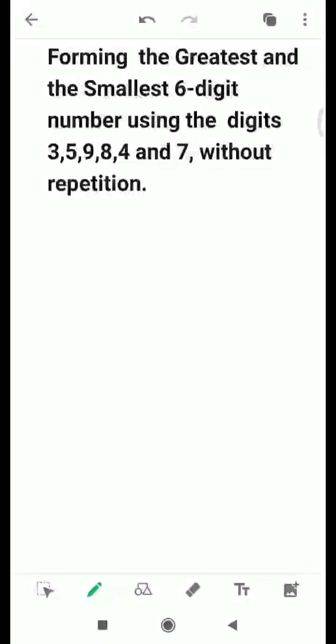Good morning, students. Today we are going to learn how to find the greatest and the smallest six-digit number using the given six digits. Here I have an example of the digits 359847. Using these digits without any kind of repetition, we have to frame the greatest and the smallest six-digit number. So let's get started.